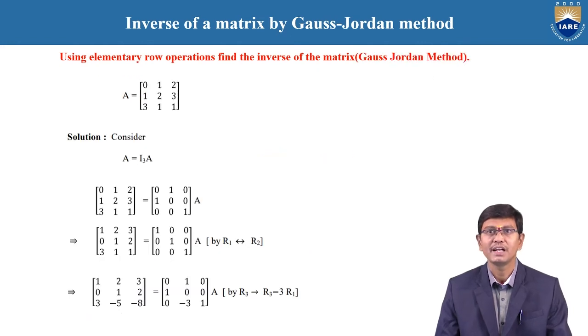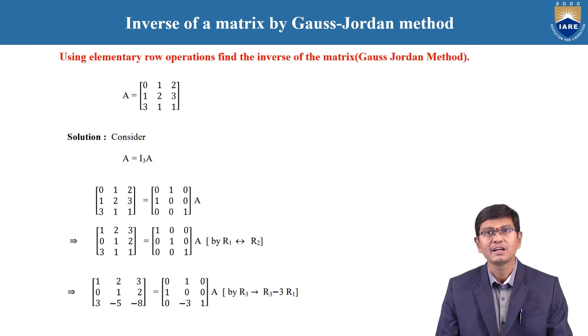And similarly, the given matrix A is a 3 by 3 matrix. Here also, according to the Gauss-Jordan method, let us assume A is equal to I3 into A, such that the LHS is 0 1 2, 1 2 3, 3 1 1, and the right side is I3, the unit matrix of order 3, that is 1 0 0, 0 1 0, 0 0 1, into A.